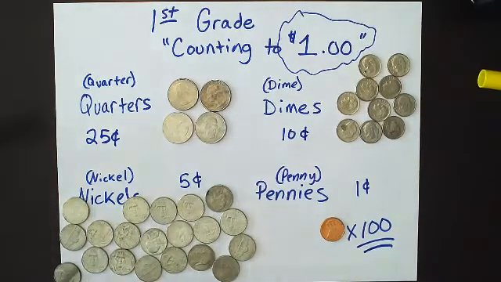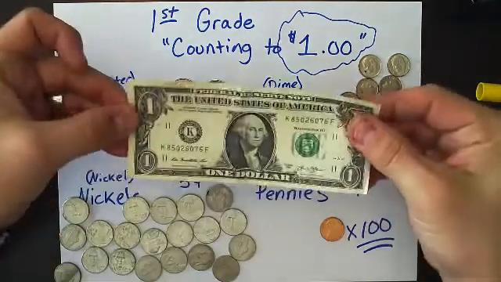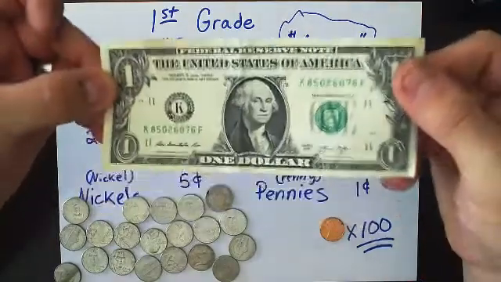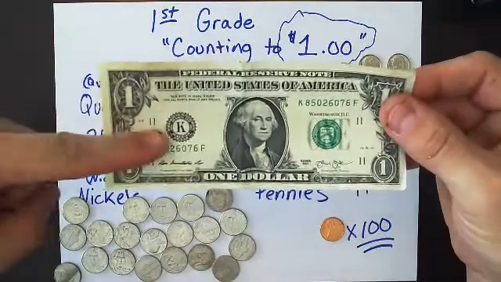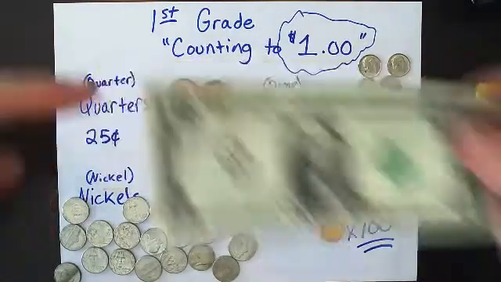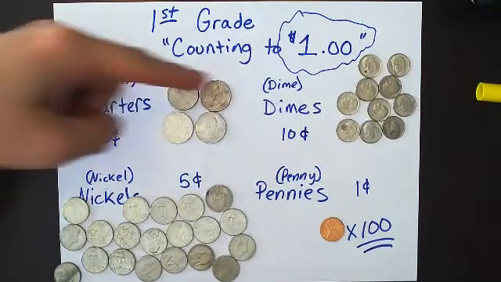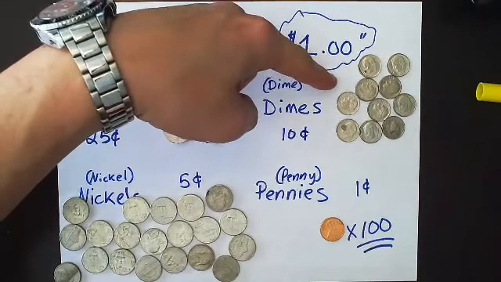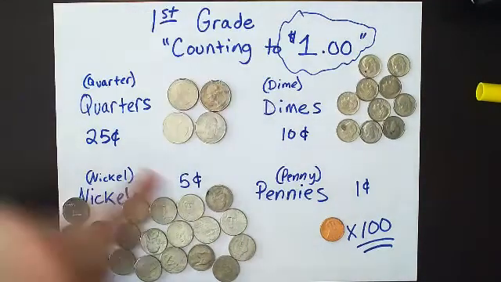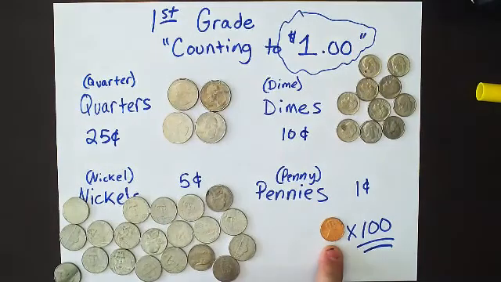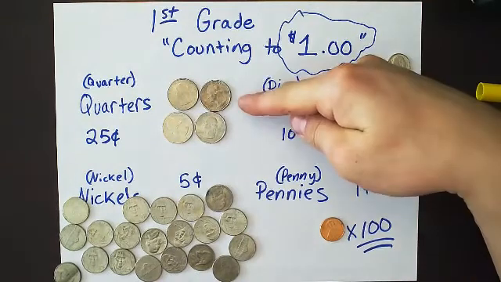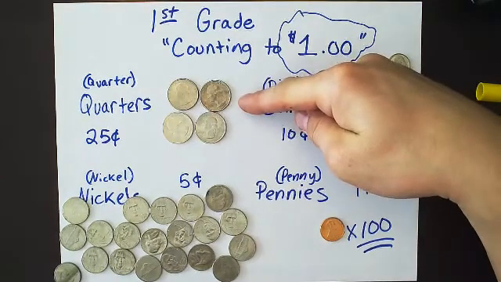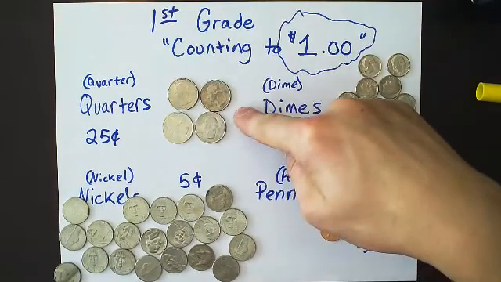So $1, I'm sure you've seen it, looks like this, okay? And this $1 bill is equal to these 4 quarters, these 10 dimes, or these 20 nickels, or 100 pennies. Okay, and just imagine, that's a lot of those. So what that tells you is that the quarter is worth the most because there's fewer of them.